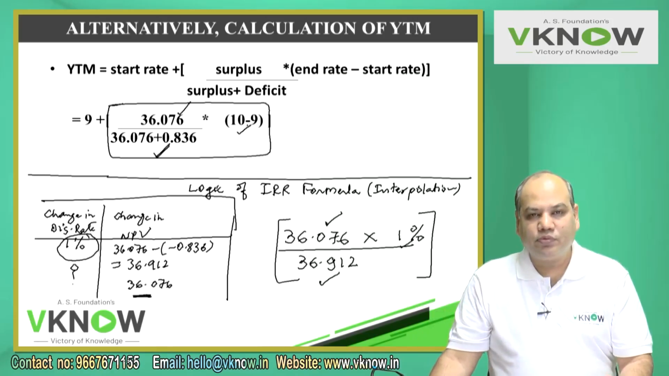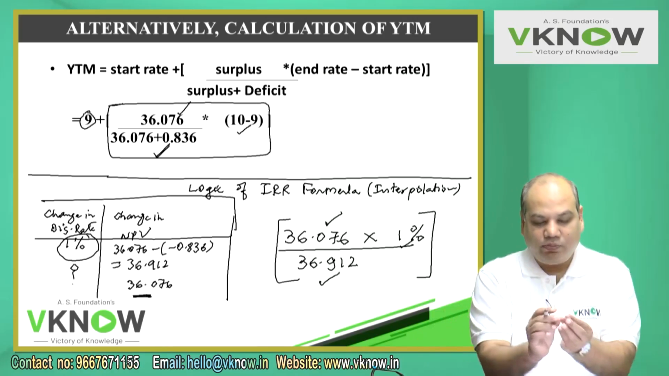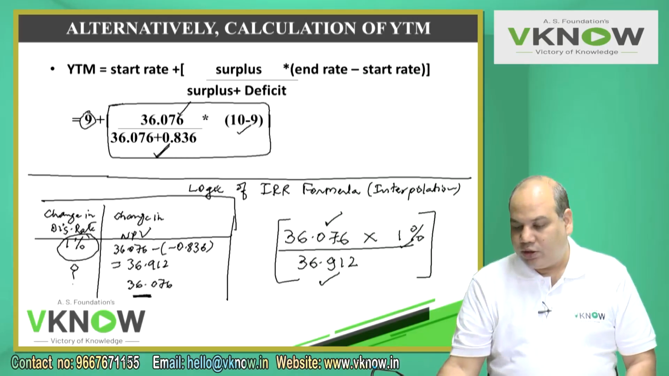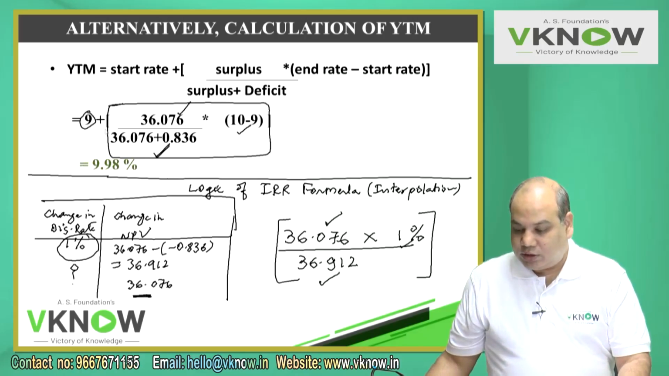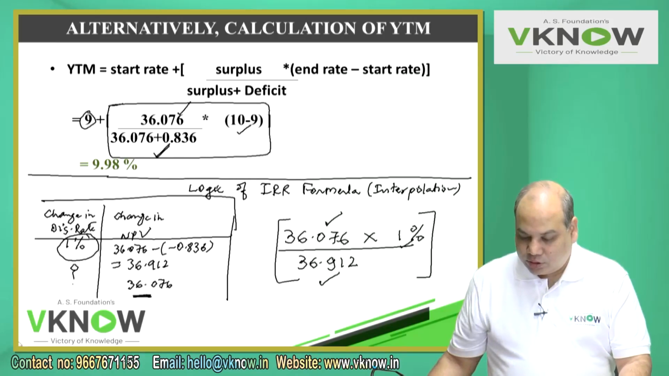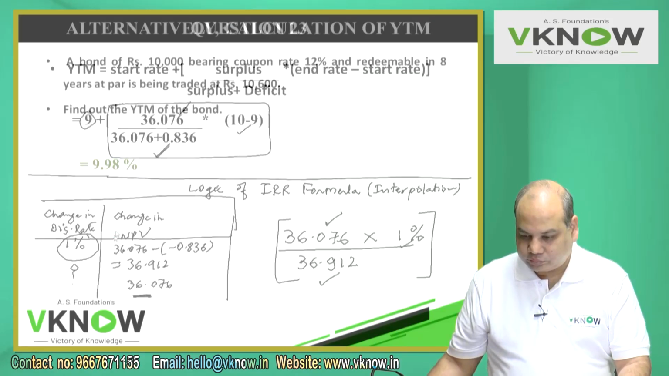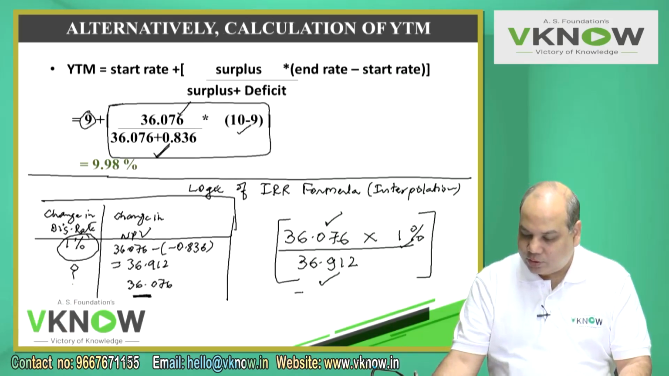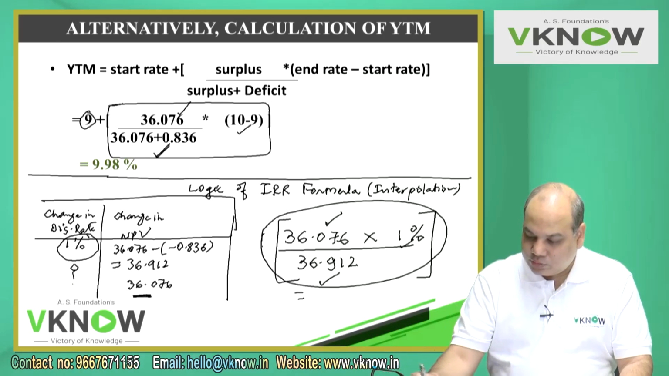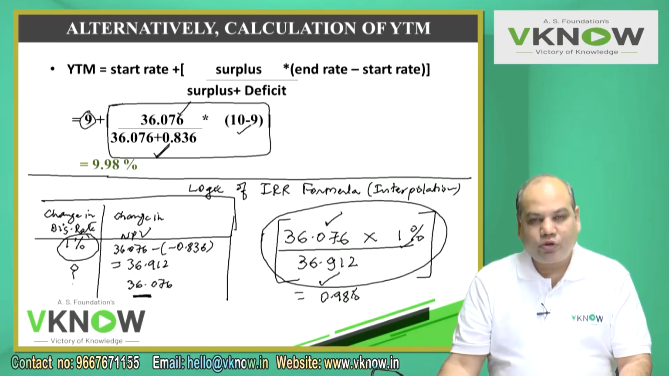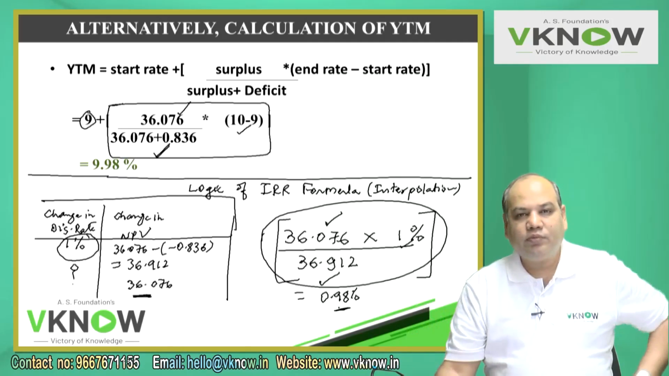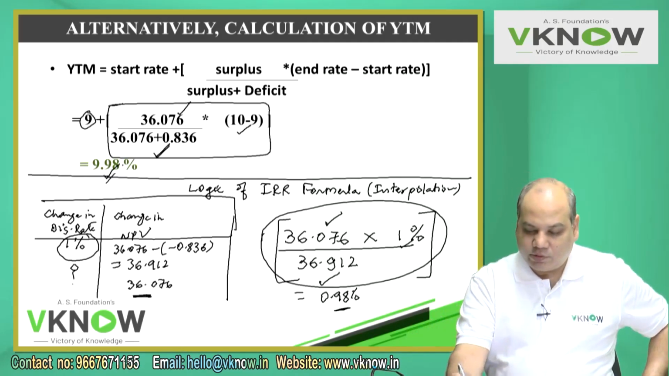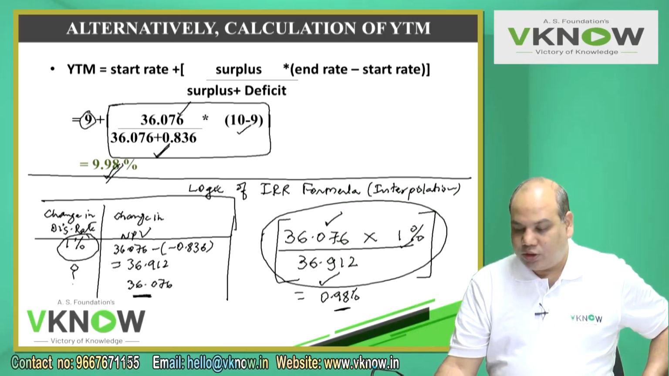So these many percentage I need to increase so that I will reach an NPV of 0. So my starting discount rate was 9. 9 needs to be increased by some percentage. That is the logic. So this calculation will give you 0.98%. At 9% we are getting positive. If I increase it by 0.98% more, I will get an NPV equal to 0, and that is why my answer is 9.98%.